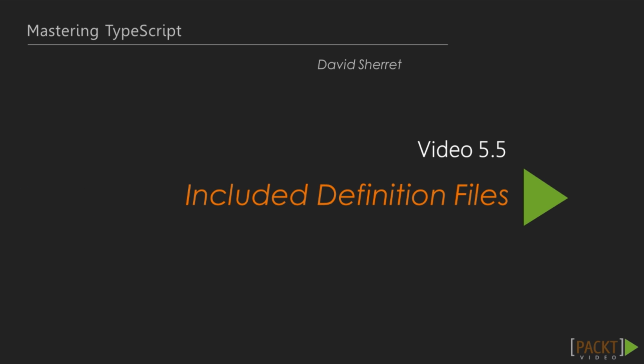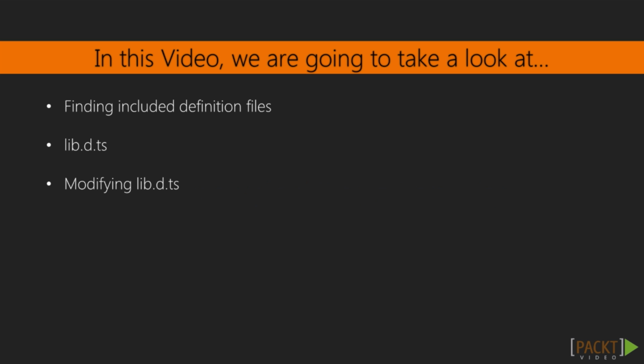Hello and welcome to the last video of this section on representing JavaScript libraries. In the previous video, we looked at downloading and installing definition files. In this video, we're going to look at some definition files that are included with TypeScript. First, we'll look at where we can find these definition files. Then we'll look at lib.d.ts. And finally, we'll look at how we can modify lib.d.ts.